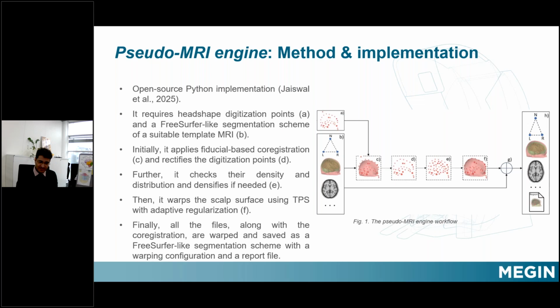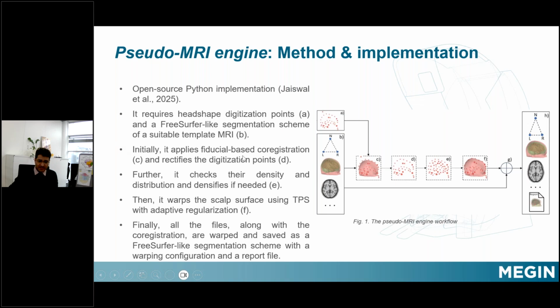For the rest of the pipeline, you just need Python and some Python dependencies like MNE, NumPy, SciPy, IsoScore, etc. And then nothing else. So you can run it on any system. Then it requires a head shape, the digitization points, the fiducial points, of course, with this head shape digitization, and the segmented template.